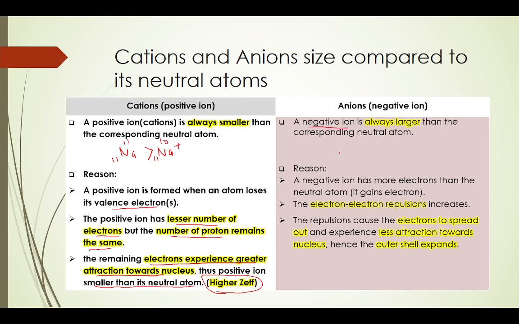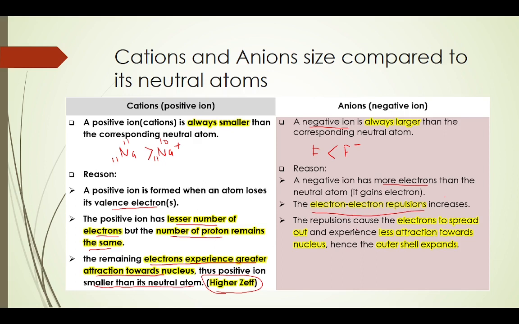For negative ions, earlier we studied fluorine compared to fluorine minus. Which one is larger? The negative ion is larger. Why is it larger? Because it has more electrons. Is it about shielding effect? No, this is not about shielding effect. This is about electron repulsion. You need to remember this: electron repulsion.